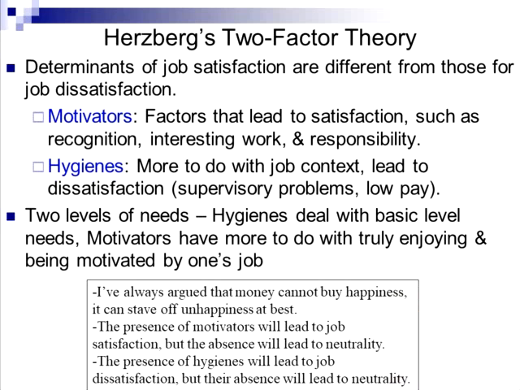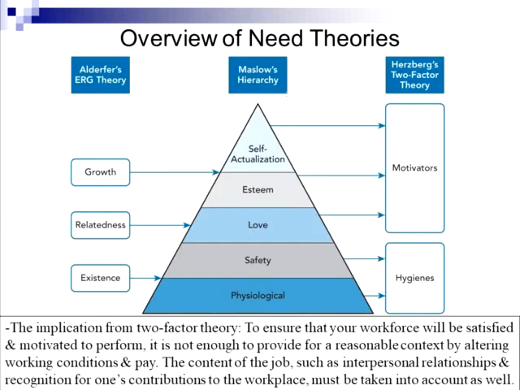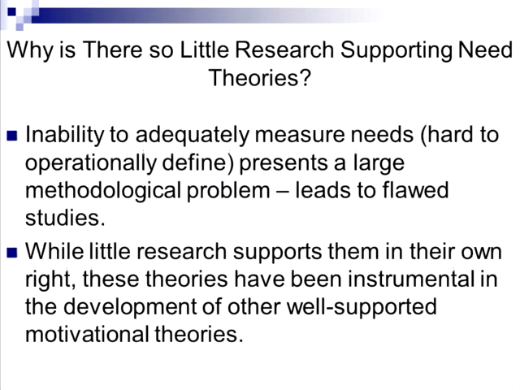Okay? And so the presence of motivators can lead to job satisfaction, but if you don't have them, it doesn't lead to dissatisfaction, it leads to neutrality or something like that. The presence of hygienes will create dissatisfaction, but without them, it'll go to neutrality. Okay, so these are clearly separate dimensions from each other, and should not be confused with each other. Okay? And so take a look at this summarization where it takes all three of these and kind of jams them together. So there's very little research supporting need theories.